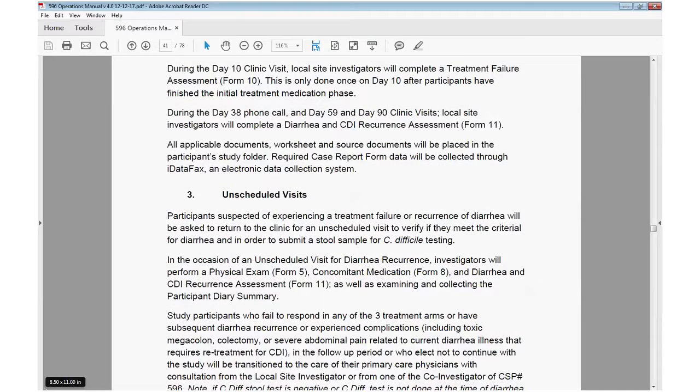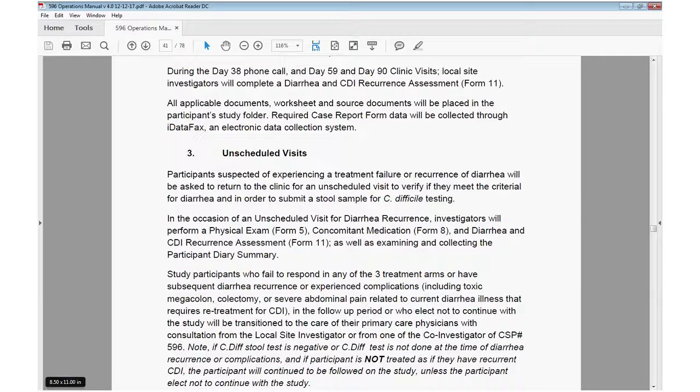Unscheduled visits, and I want to clarify, this is unscheduled visits for recurrence. This does not apply to an unscheduled visit if a patient just happens to show up. This is only when requested by the site staff for the patient to come in because there has been a complication or some kind of severe adverse event or recurrence that would necessitate them to come in.